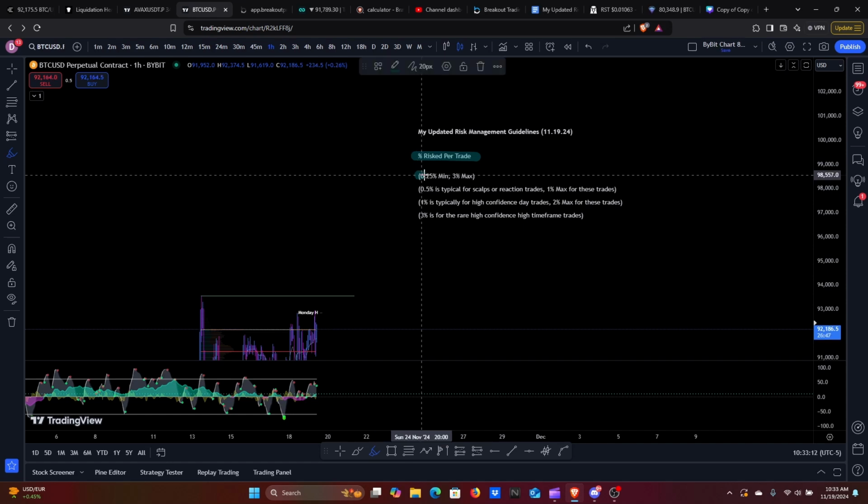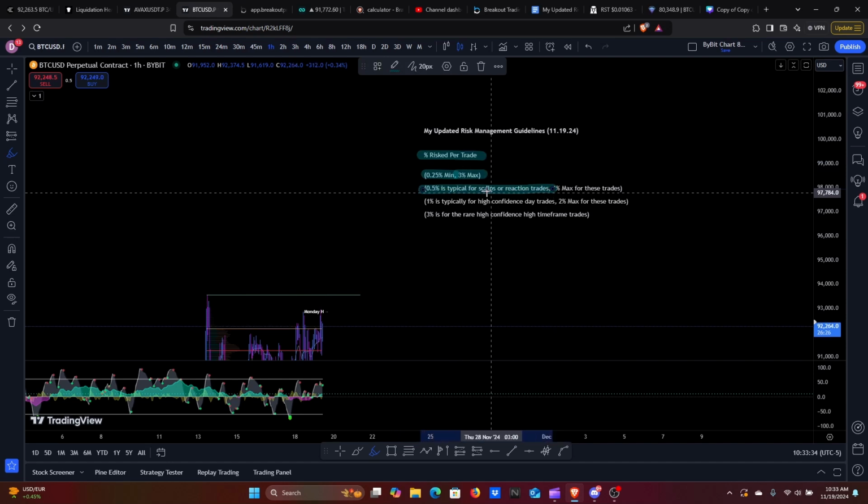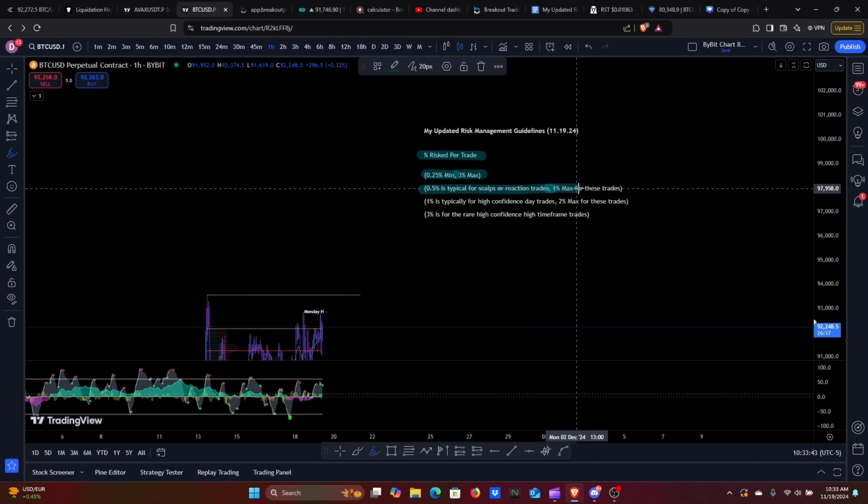And I risk a minimum of 0.25% of my total trading capital per trade and a maximum of 3% per trade. 0.5, or half of a percent, is typical for scalps or reaction trades. Those are going to be my lower confidence trades, the trades that I am less patient on. I wait for fewer confirmations, and I will risk a maximum of 1% on these types of lower confidence trades.